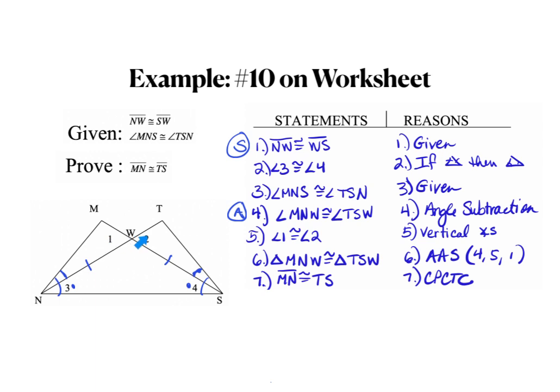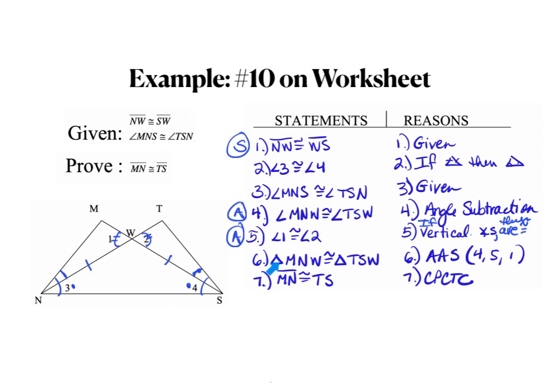Well, angle 1 and angle 2 are vertical angles. So since those are vertical angles, I know they're congruent. So my reason here should be vertical angles are congruent. And I like it if, then. So if vertical angles, then they are congruent. And now I have all the pieces of information that I need.